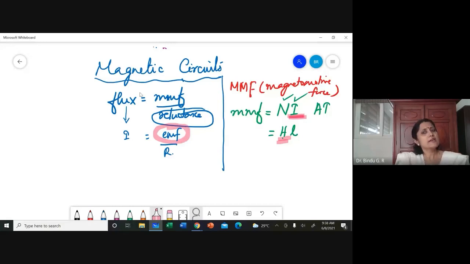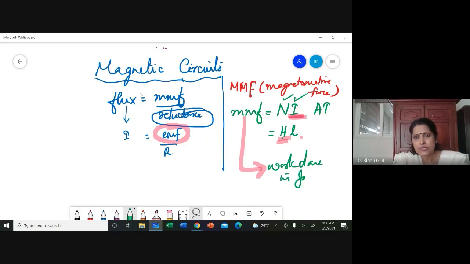So NI is equal to HL, and in the case of EMF, we said that it is actually equal to the work done. Similarly, in this case also, MMF can be conceived as the work done in joules to move a unit magnetic pole once through the magnetic circuit. When we discussed EMF or voltage, we said it's the work done to move a unit charge from one point to another. Similarly, this can also be conceived like that. So that is regarding MMF.